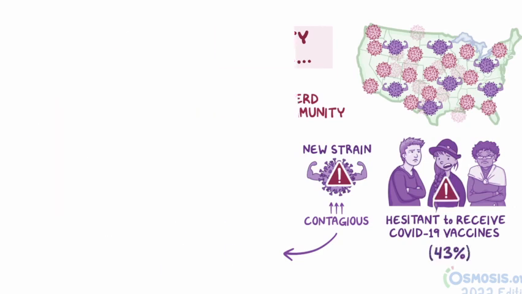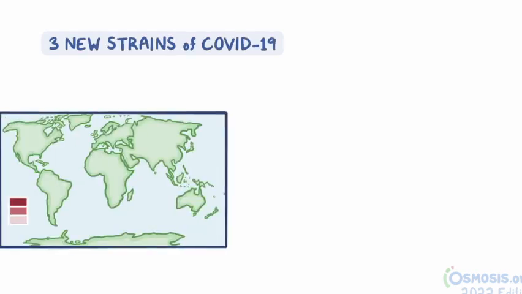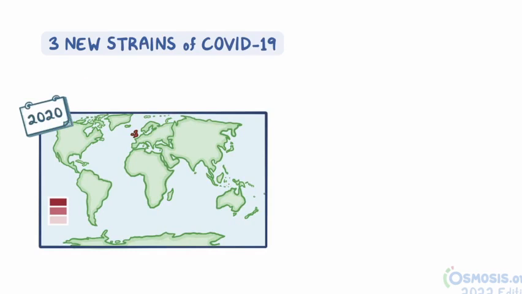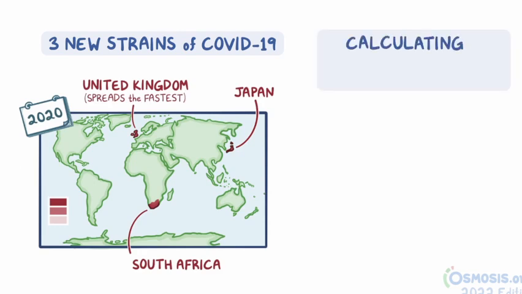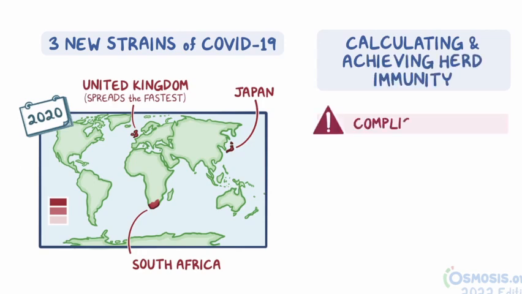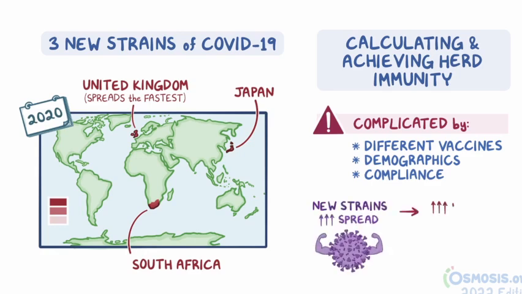As a quick recap, we currently know there are at least 3 new strains of COVID-19, which were all first identified in 2020 in the United Kingdom, South Africa, and Japan, and the UK strain can spread the fastest between people. Calculating a percentage of the population which needs to be vaccinated to achieve herd immunity is complicated by a number of factors, including the different vaccines produced, population demographics, and compliance to COVID-19 precautions. If the new strains are all more easily spread, then more people in the population will need to be vaccinated to achieve herd immunity.